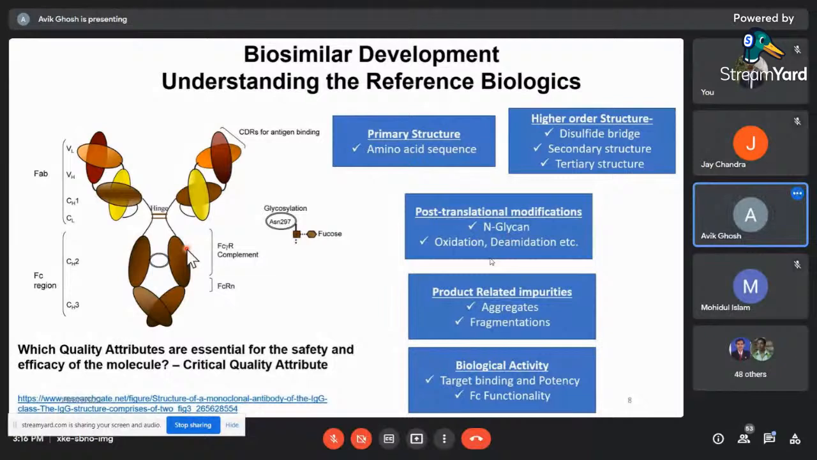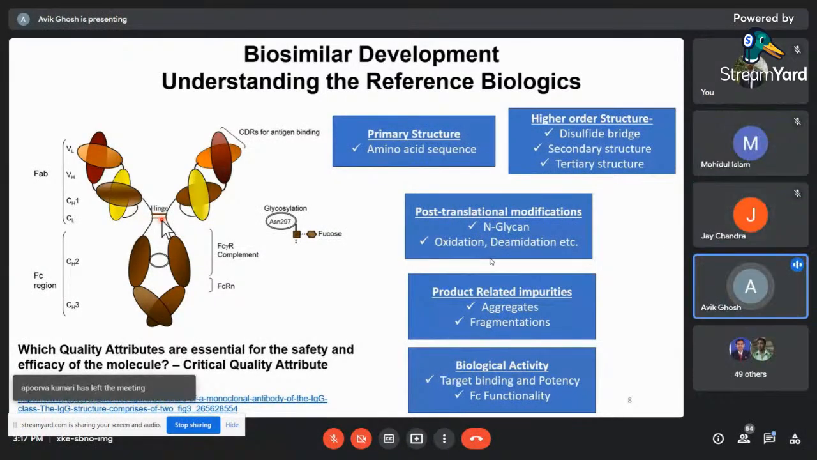So then how do we understand this biologic? This is a very simple depiction. The general ideas are the primary structure, which is the amino acid sequence, and the higher order structure, which includes disulfide links that hold the two heavy chains together, as well as the heavy chain and light chains. These are all the disulfide links. So we characterize these disulfide bridges, then the secondary and tertiary structures, then the PTMs, the post-translational modifications, like the glycosylation that I just talked about.